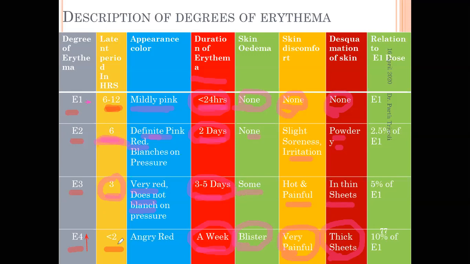And as I said, E4 latent period is less than 2 hours. This means in 2 hours you will see the reaction, and it would be red color. It will stay for a week. It will blister, very painful, thick sheets.